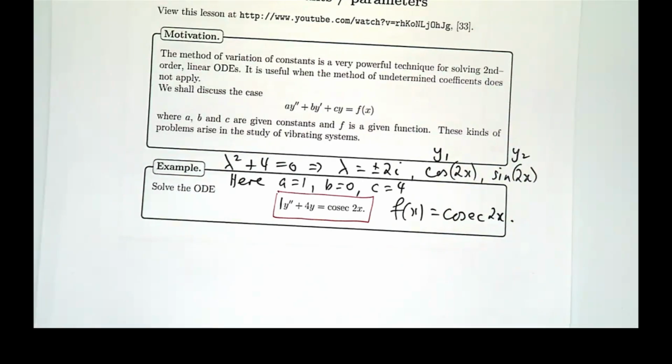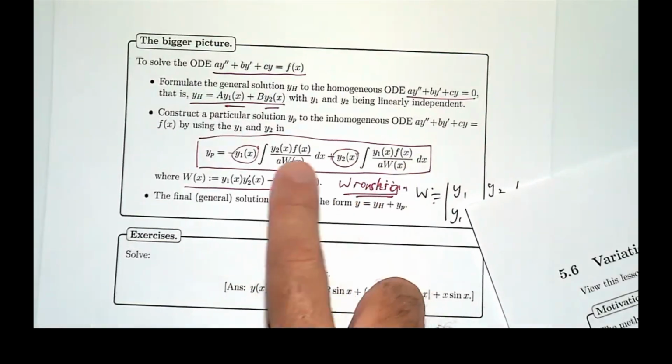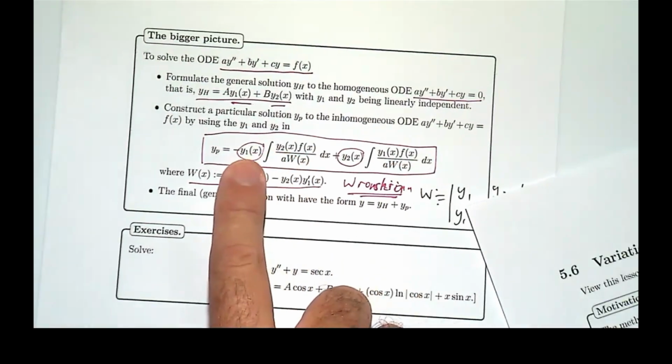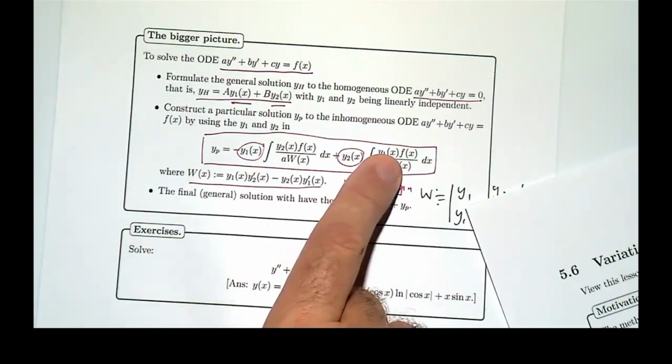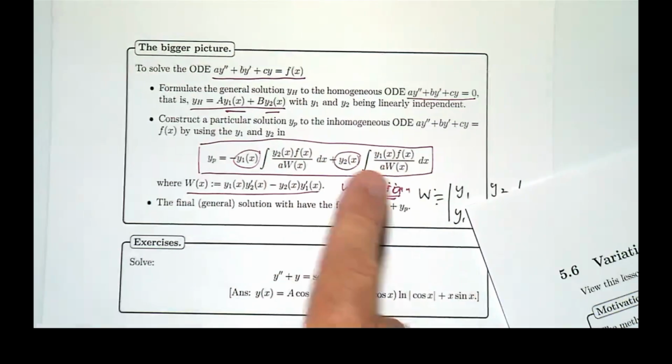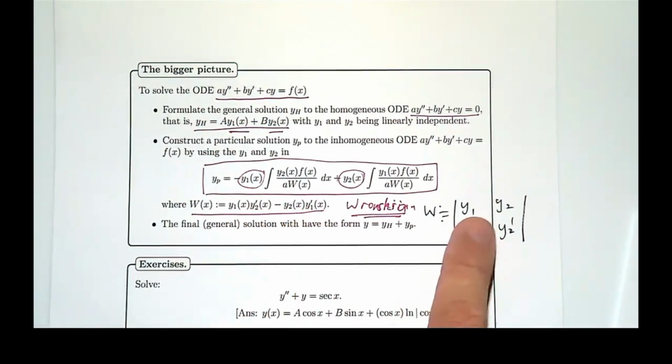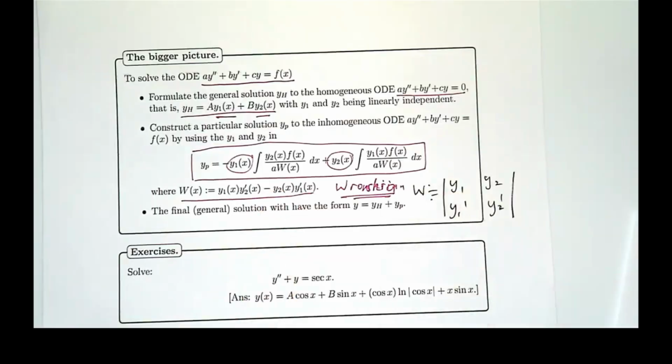Now it gets a little bit more difficult, right? We've got to take those 2 functions and put them into this big mess. Okay, so y1, y2, y2, y1, and then you've got the right-hand side and the Wronskian. But let's compute the Wronskian first. Okay, Wronskian's defined here. Or you can also write it as a determinant, which is fine. Okay, so let's do that.